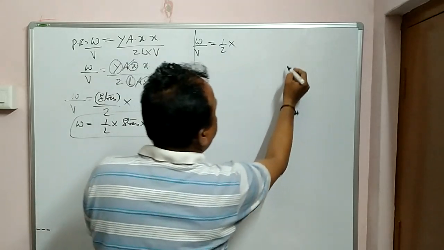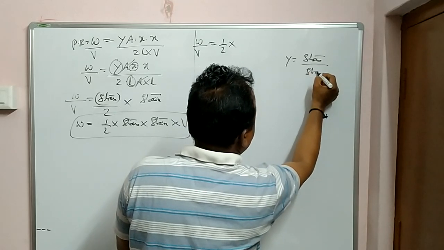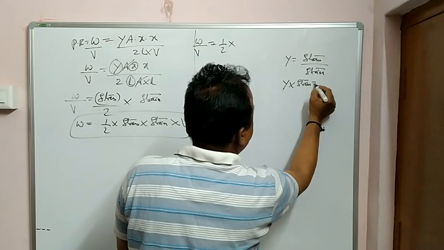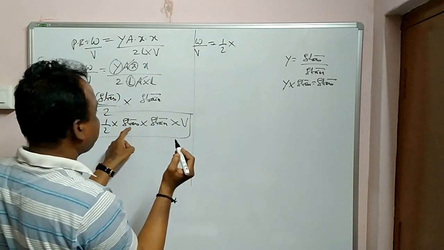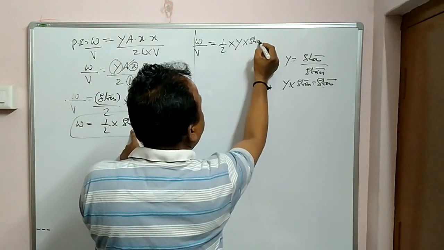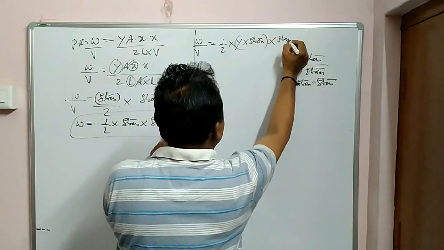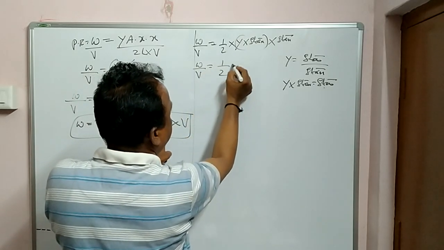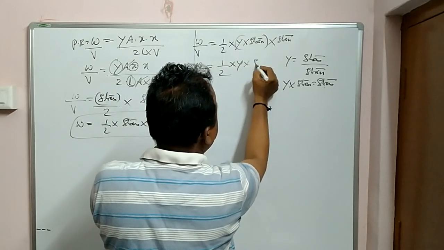See here, already we know what Young's modulus is. Young's modulus means stress by strain, right? Now Young's modulus into strain is equal to what? Stress. So this formula is half into stress. What is stress? Young's modulus into strain, into again strain. So work done per unit volume, I can also write it in this form: half into Y into strain into strain, that is strain square.